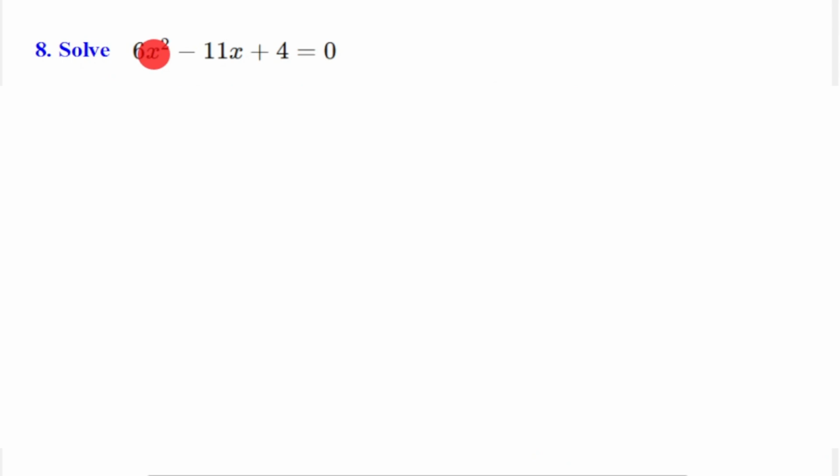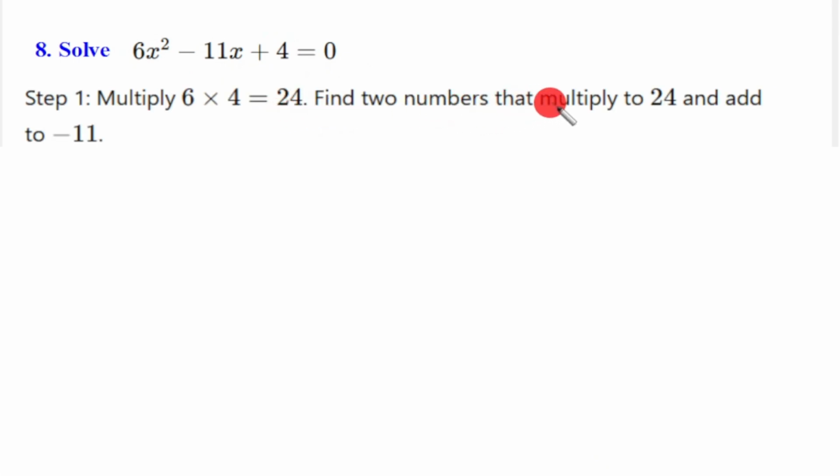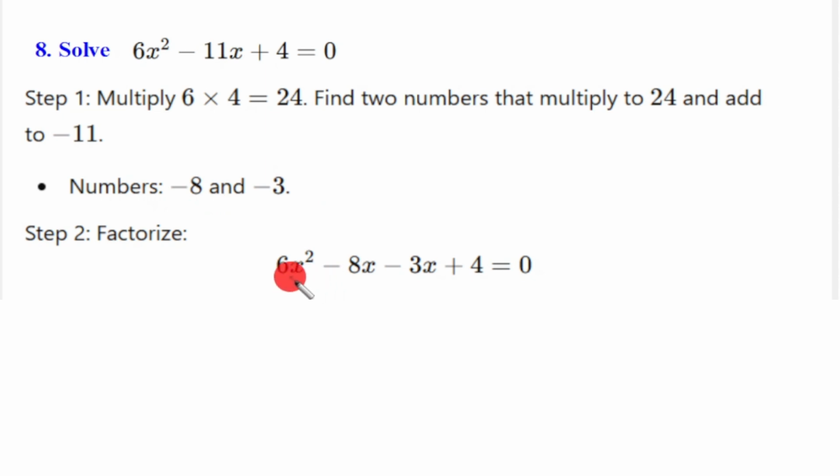8. Solve 6x squared minus 11x plus 4 is equal to 0. Multiply 6 by 4, you get 24. Find two numbers that multiply to 24 and, when we add, give minus 11, the coefficient of x. So the two numbers are minus 8 and minus 3. So to factorize, we insert these two numbers in place of minus 11x. So when we rewrite this quadratic equation, replacing minus 11x using these two numbers, we get 6x squared minus 8x minus 3x plus 4 is equal to 0.